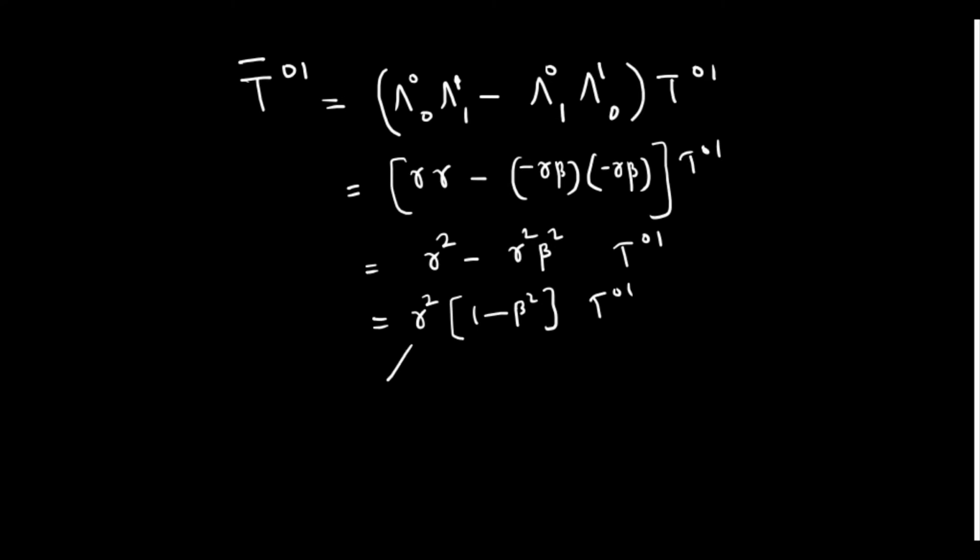Gamma square was 1 by square root of, that was gamma, so 1 by square root of 1 minus v square by c square is gamma, and in 1 minus beta square, beta is v by c, that squared is v square by c square. So this term exactly cancels each other. Now this one and this one. So gamma square into 1 minus beta square is simply 1. So the answer is t01. So t01 bar is exactly equal to t01.